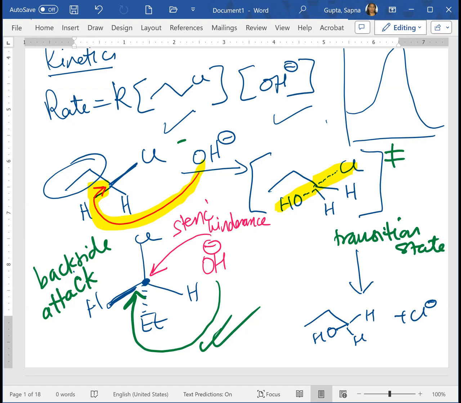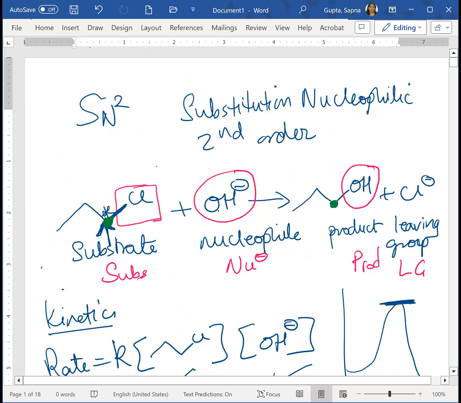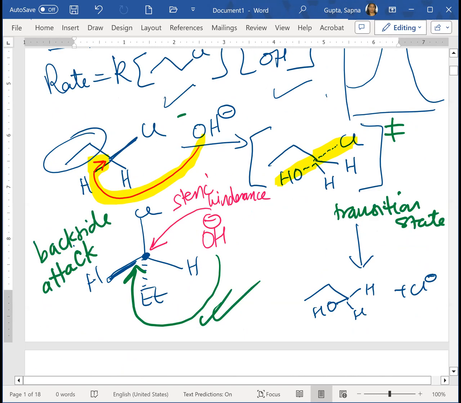The main thing that I want to show you here is that in the transition state, you have both the hydroxide as well as the chloride. So the leaving group and the nucleophile are both there on the substrate. And that is why this is a second order reaction. But the substitution is taking place, and with the substitution taking place, you just have to know whether the bond is breaking first or whether the nucleophile is attacking first. So here the nucleophile is attacking first.